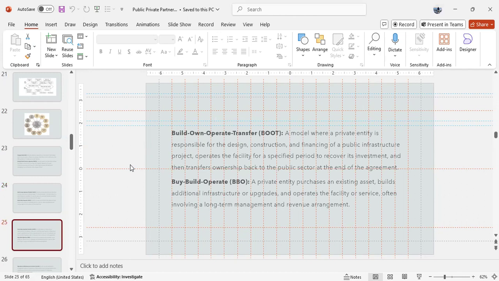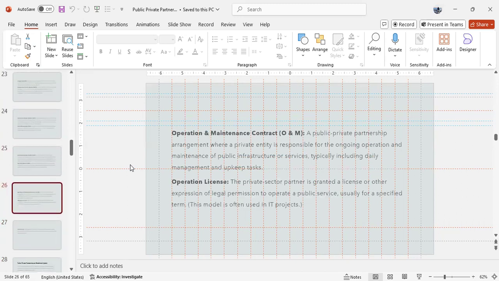Build, own, operate, and transfer model is a model where a private entity is responsible for the design, construction, and financing of a public infrastructure project, operates the facility for a specified period to recover its investment, and then transfers ownership back to the public sector at the end of the agreement. Buy, build, operate model. A private entity purchases an existing asset, builds additional infrastructure or upgrades, and operates the facility or service, often involving a long-term management and revenue arrangement.